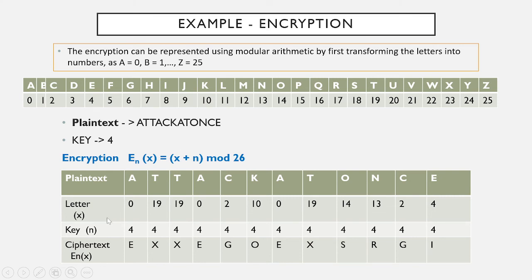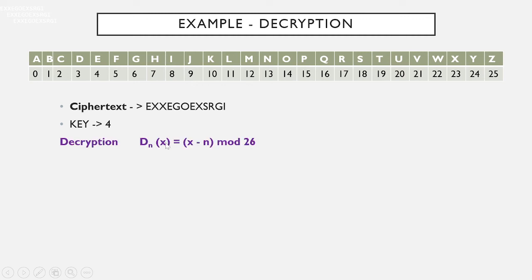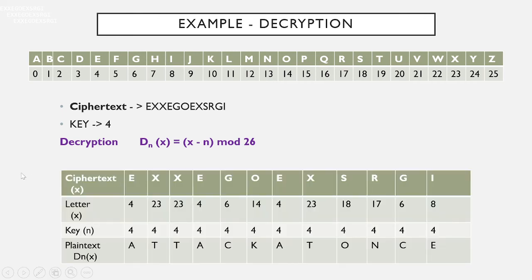Now we can perform the decryption with the same example, and I am using the same table. So the ciphertext is written over here and the key will be the same. And the formula for decryption is D(x) = (x - n) mod 26. For the encryption, we added the letter and the key. For the decryption, we are going to subtract the key from the letter. So here comes the table.